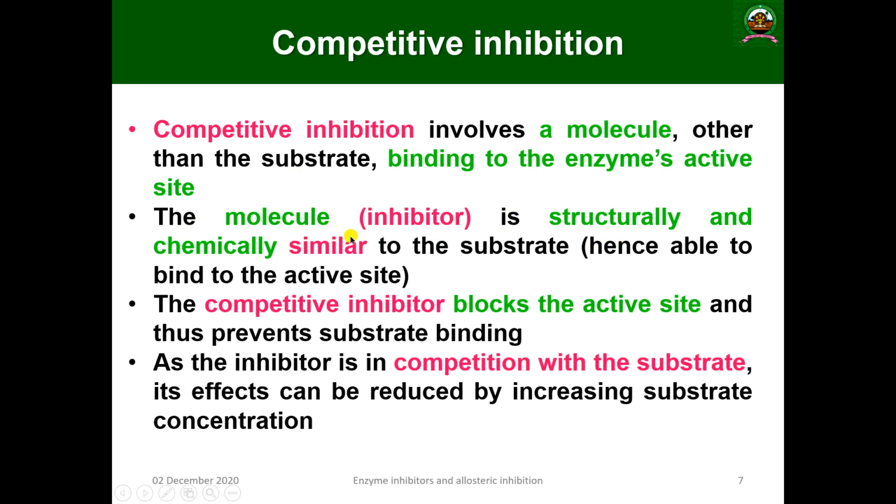These inhibitors are structurally and chemically related or similar to the substrate, and hence they are able to bind the active site. Since they are structurally and chemically the same, they can go and bind with the active sites which are made for the substrate. So the competitive inhibitor blocks the activity of the active site and thus prevents substrate binding. I told you about the specificity of the binding pocket for the substrate, and the inhibitor molecules are complementary, so they are able to bind.